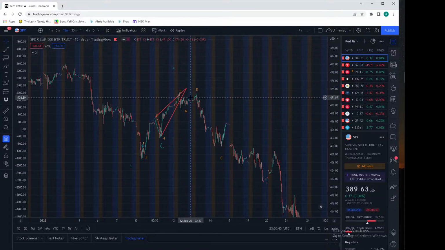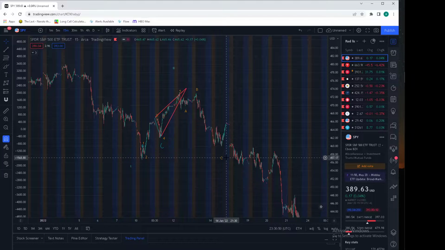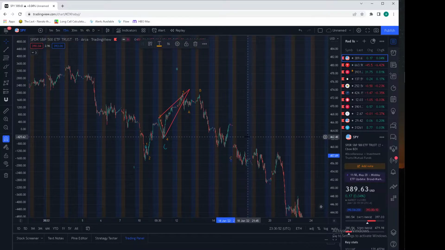So it doesn't happen every time. Like here, we don't have a C forming a falling wedge. So it happens probably about 70% of the time.